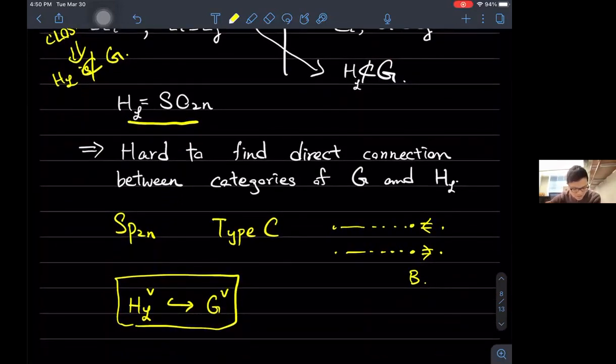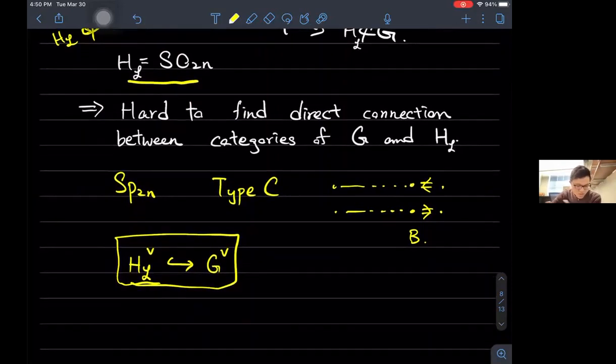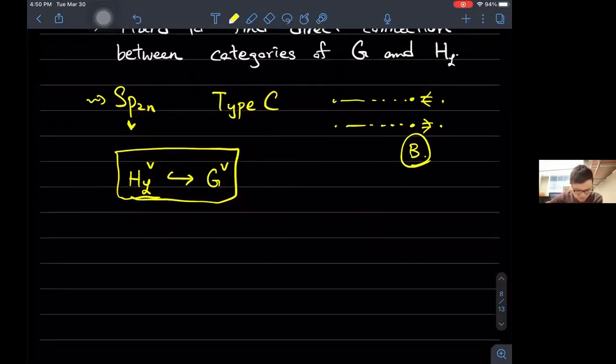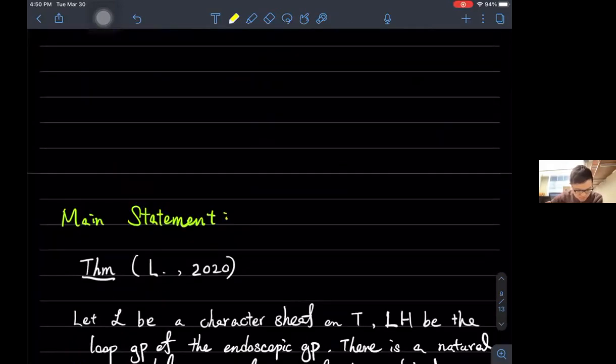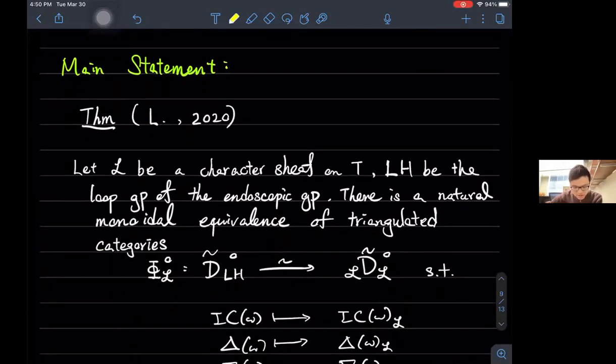To see which dual group it is, this is simply connected, and the dual group will be adjoint. The adjoint group for type B. So in this case, SO.